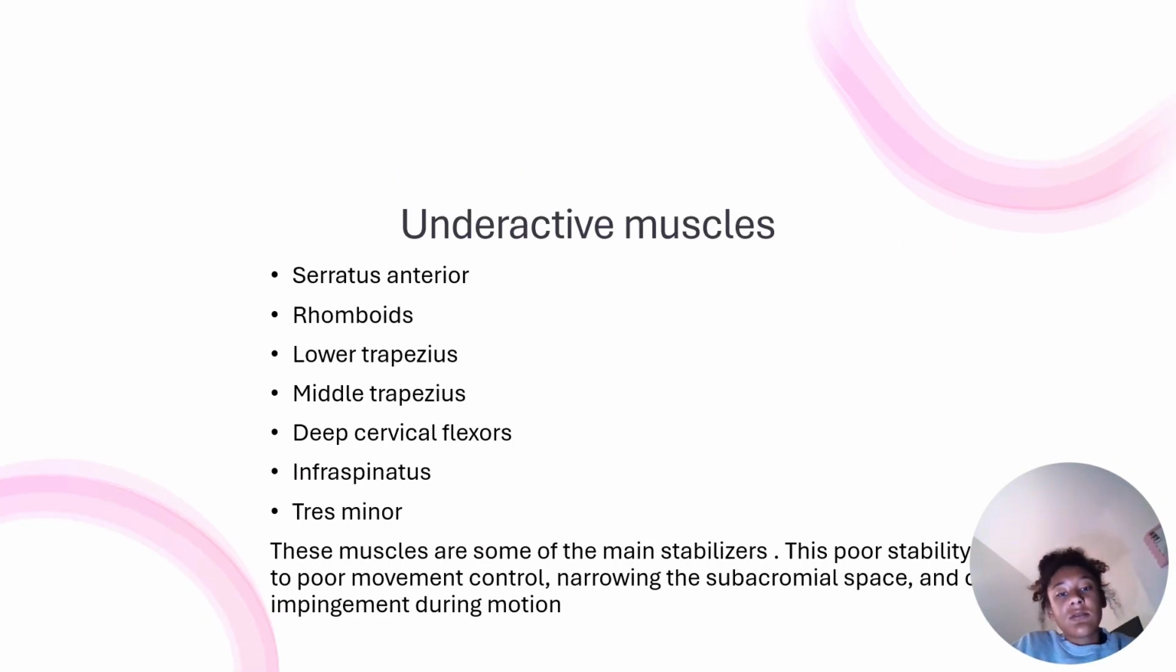For underactive muscles, we have the serratus anterior. Sorry, I do not know if I'm saying that right. We also have the rhomboids. We have lower trapezium, lower traps, the deep cervical flexors, which can be found within your neck, and then infraspinatus, which is known to help with lateral rotation, so external rotation, and then teres minor, which also does the same thing, helps with that rotation. These muscles are the main stabilizers of the shoulder, so these being poor at the moment lead to poor movement, and then the poor movement leads to the narrowing of the subacromial space, which leads to the shoulder impingement.